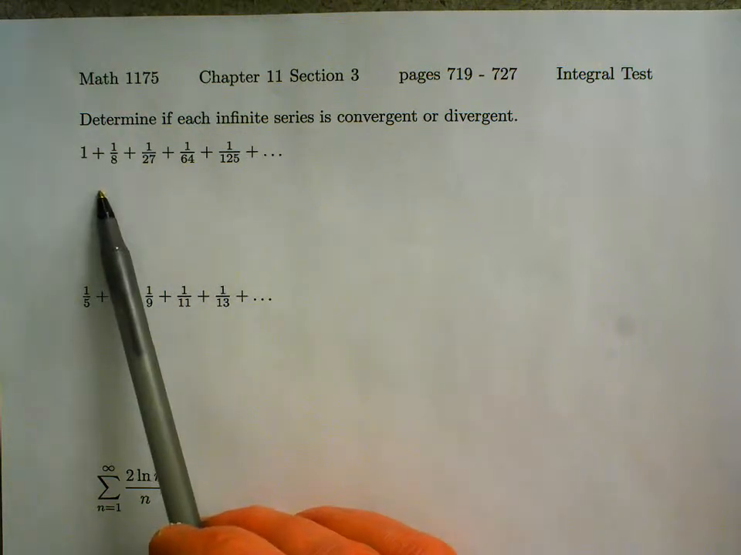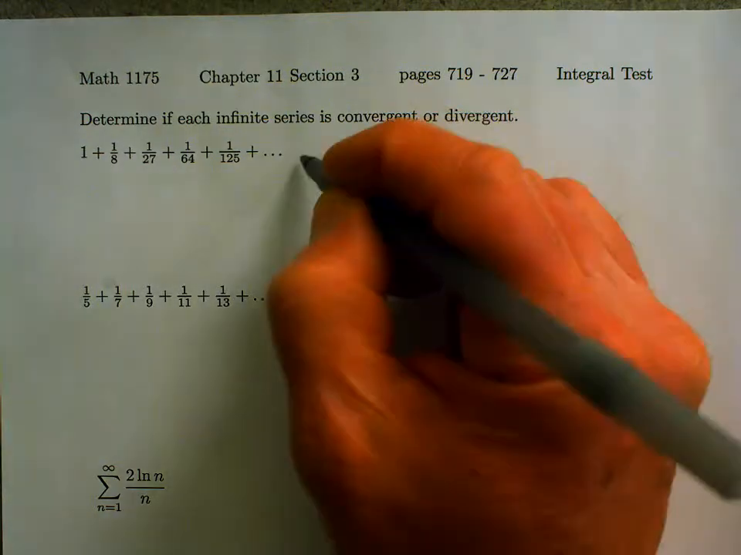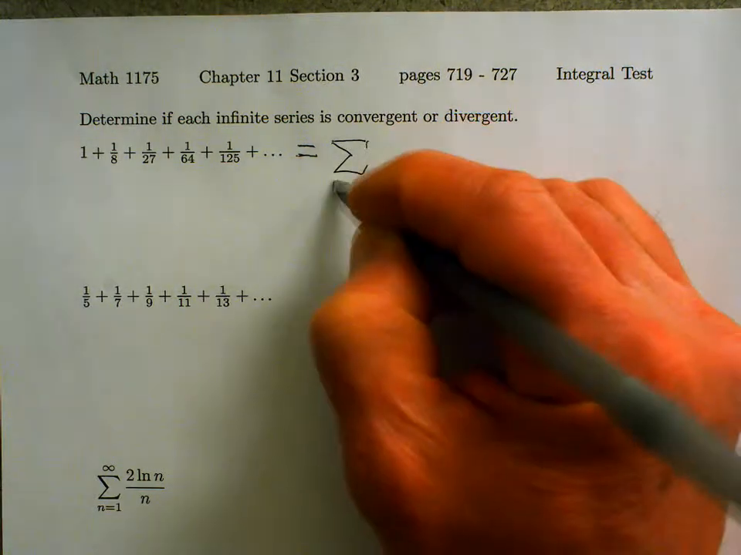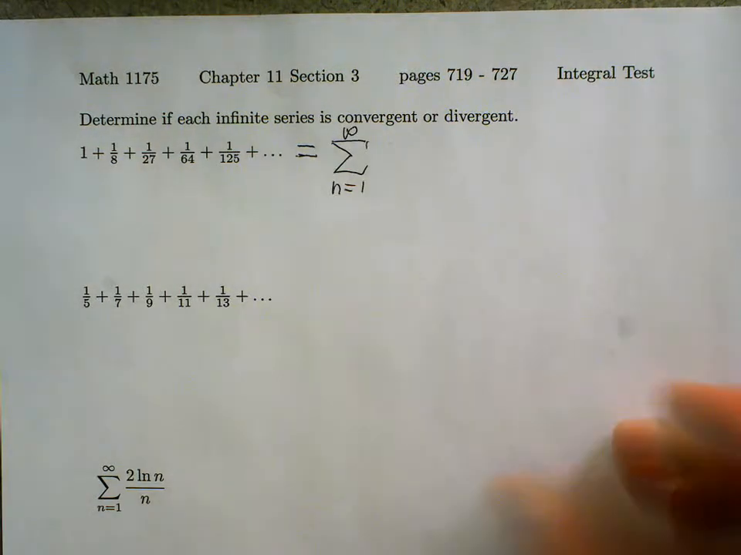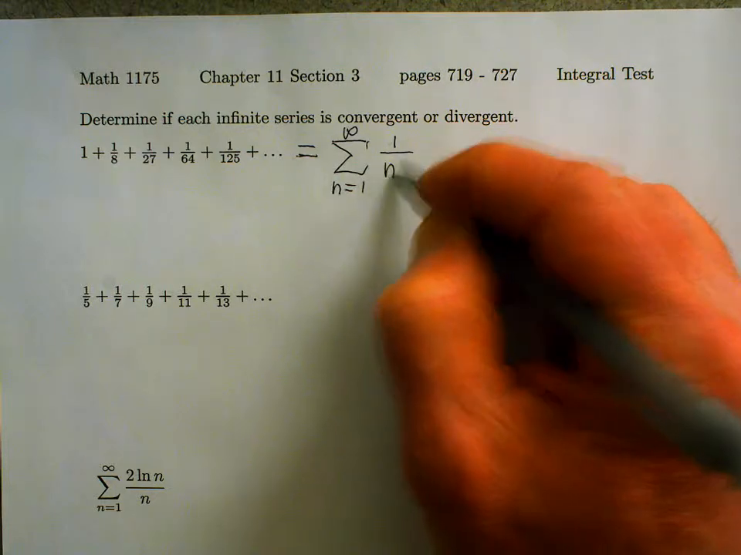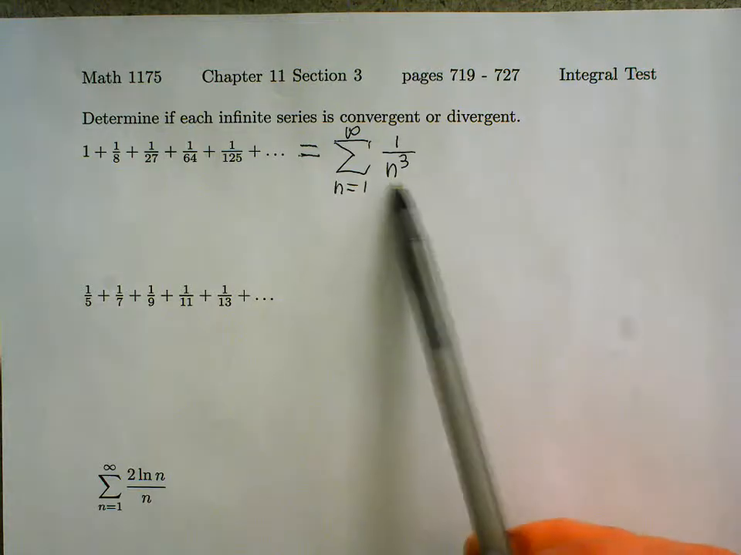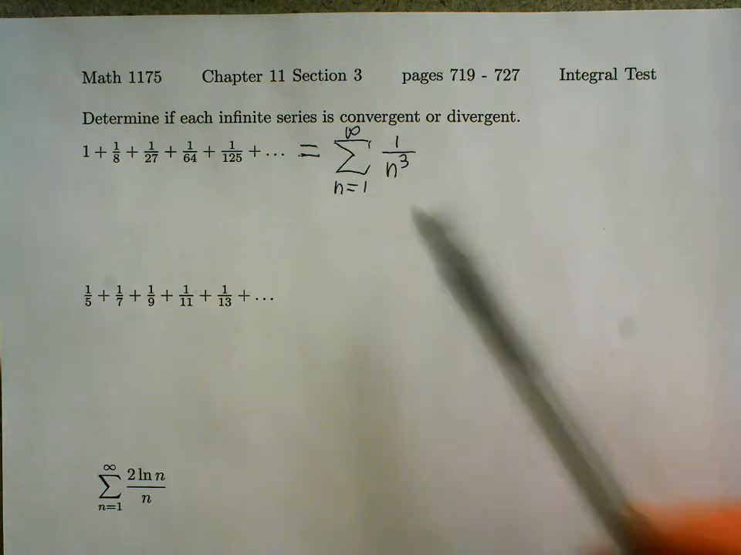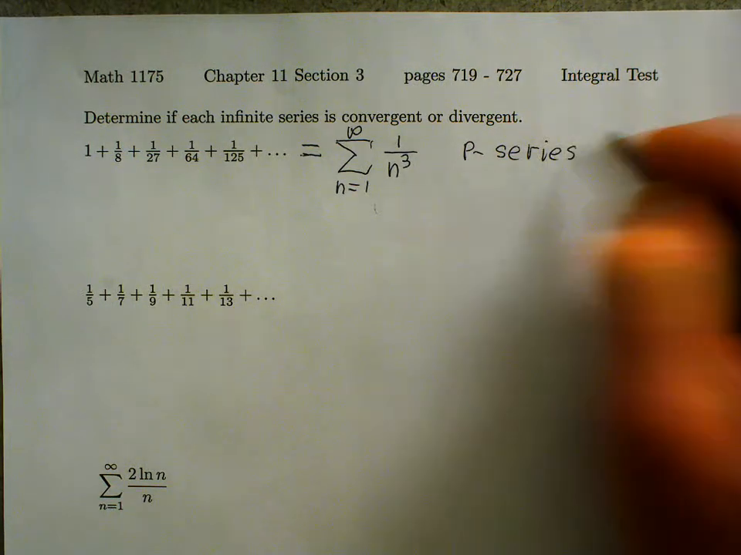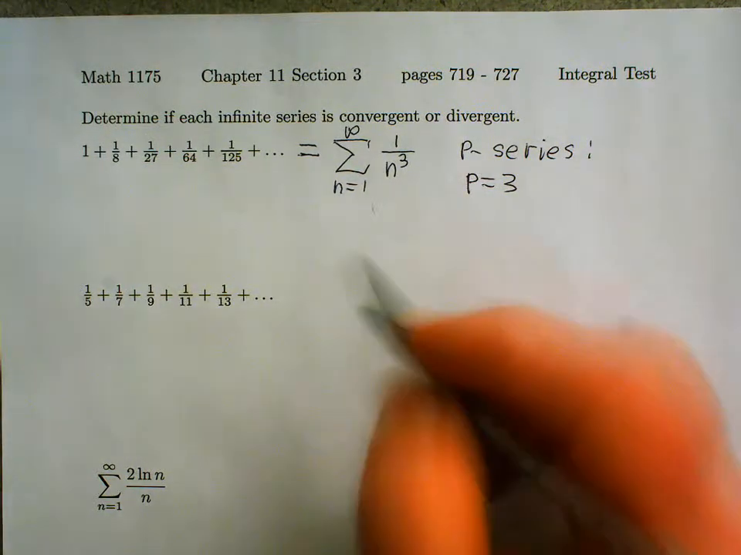This one, 1 plus 1 over 8 plus 1 over 27 plus 1 over 64 and so on. If we write this in sigma notation and start at n equals 1 and go to infinity, it looks like the terms are 1 over n to the third. And you can verify that's the right infinite series. This is a p series. The value of p is equal to 3. So that means this infinite series converges.